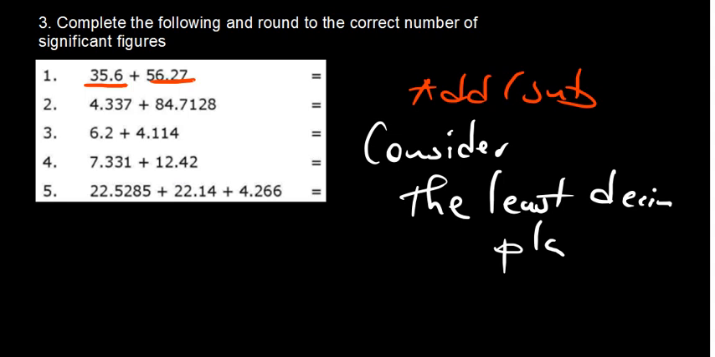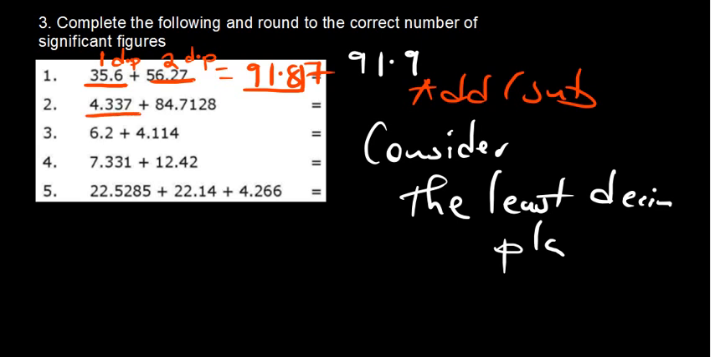Okay, so if you do addition there, 35.6 plus 56.27, what I'm getting is basically 91.87. So now looking at the number of decimal places there, the least number of decimal places is 1. Here we have 2 decimal places. So we only want to consider 1 decimal place here. So if we do that, we're going to have 91.9.